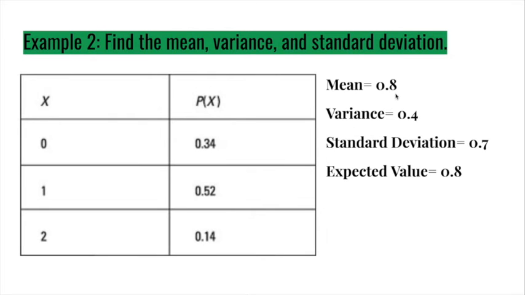Here are our answers: 0.8, 0.4, 0.7, and 0.8. Once again, since all of these are integers, we're going to only round to 1 decimal place.